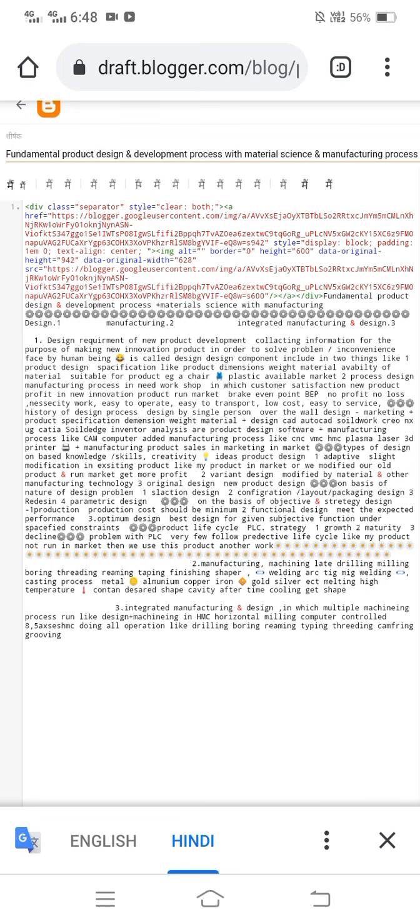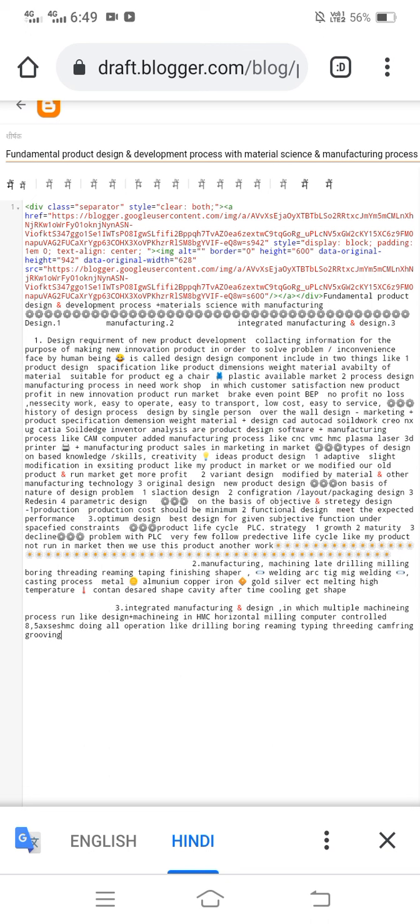in industries. Number 2, maturity in industries. Number 3, decline, when we use the product for a long time, its position goes into decline.